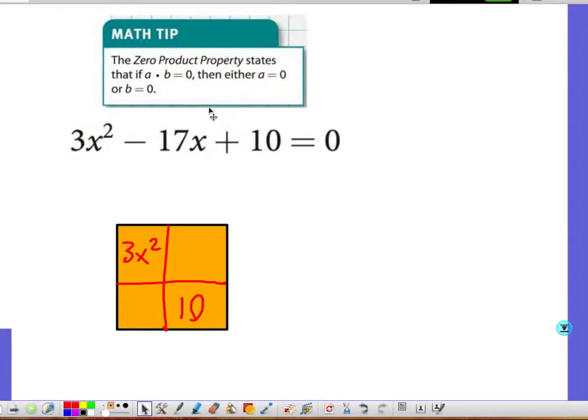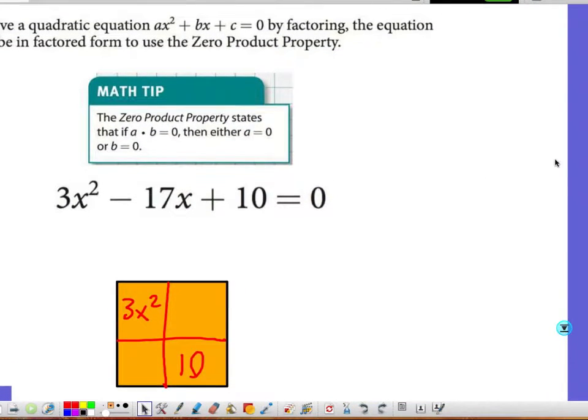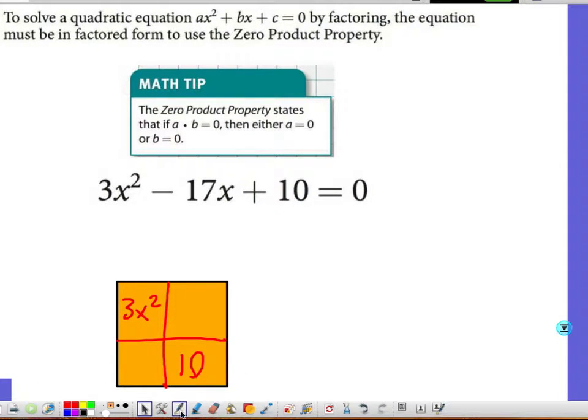Now there's two methods that you can use in order to factor this. The one that we're mainly using here is the box method, but there's also grouping that you can use. So no matter what method you use, you still have to do the very first thing, which is to multiply the coefficient of x squared times the constant. So 3 times 10 gives me 30. And you want to find the factors of 30 that add up to give you the coefficient of x.